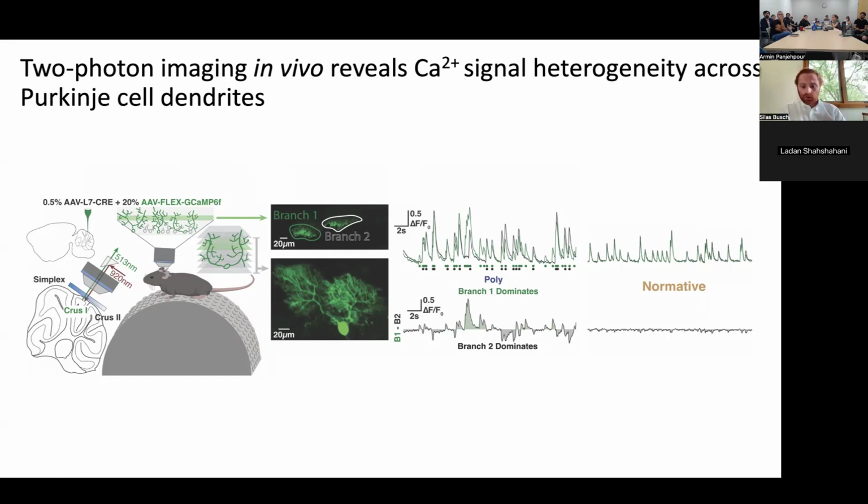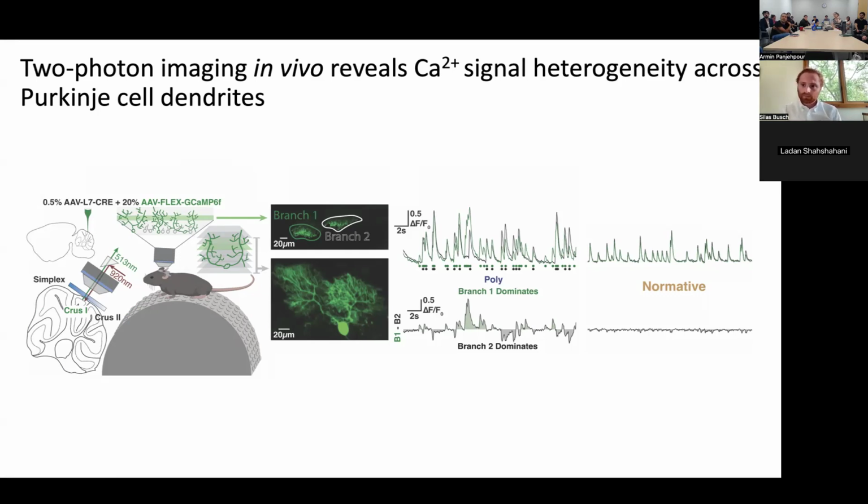And so our claim is that the only way that we could really be seeing this, and in a way that is specific to some cells and not others, is because this is the result of two different climbing fibers with non-overlapping input that are selectively activating different branches.